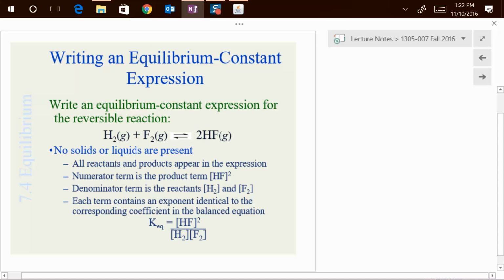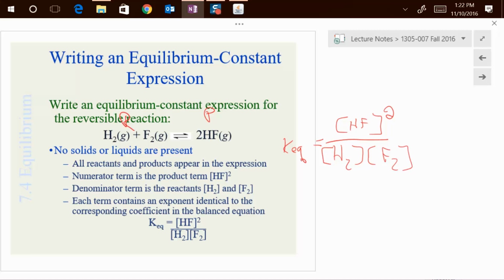So here, these are all gases, so I will include everything in my equilibrium expression. My KEQ is products over the reactants. So the concentration of HF over the concentration of H2 times the concentration of F2. And I'm going to raise those all to their coefficients. HF has a coefficient of 2, and these others are coefficients of 1. That's my KEQ. That's how I write the equilibrium expression.